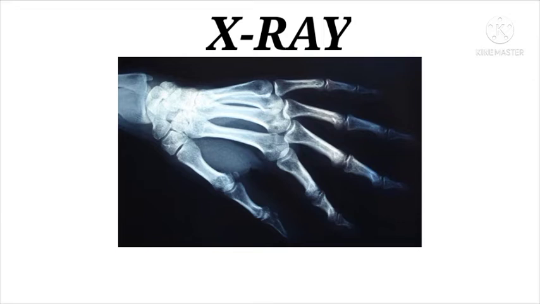X-ray. X-ray imaging creates pictures of the inside of your body. The images show the parts of your body in different shades of black and white. Calcium in bones absorbs X-rays the most, so bones look white. Fat and other soft tissues absorb less and look gray.